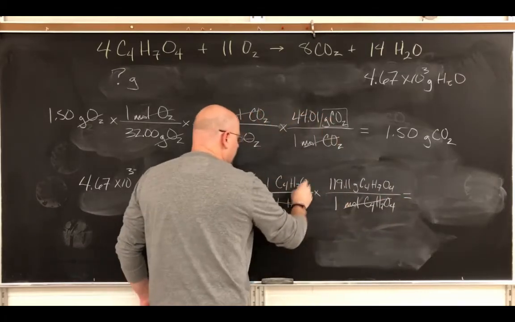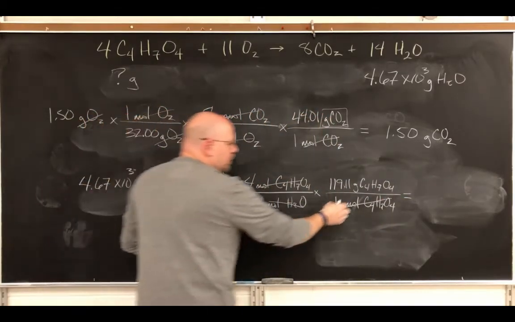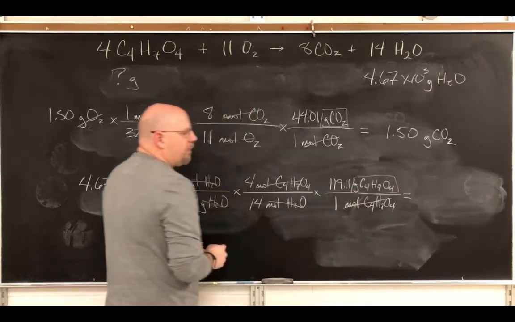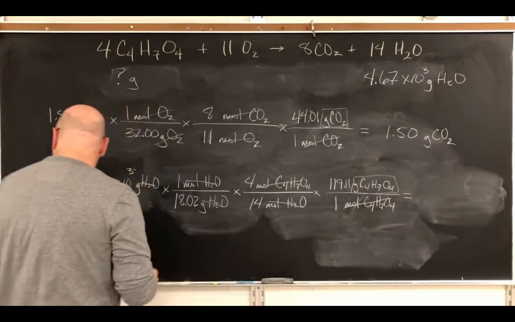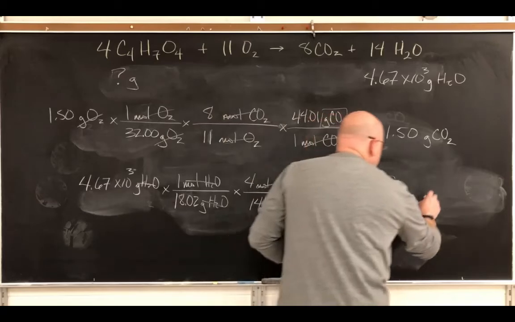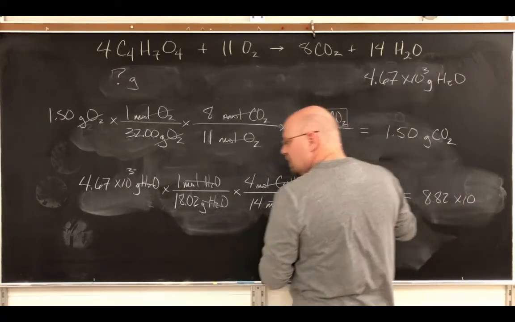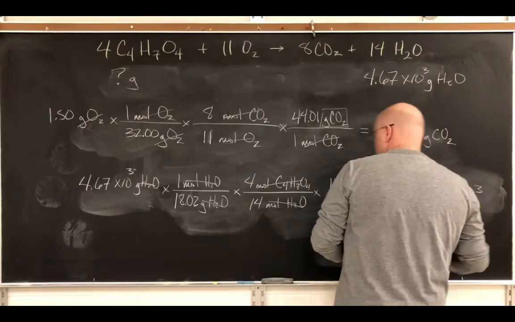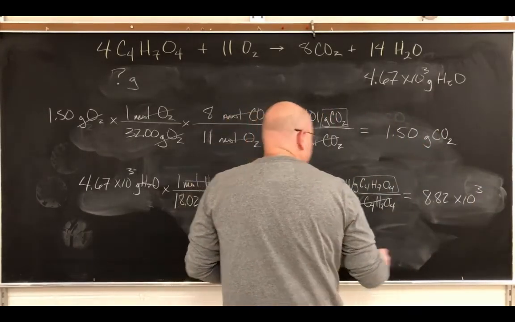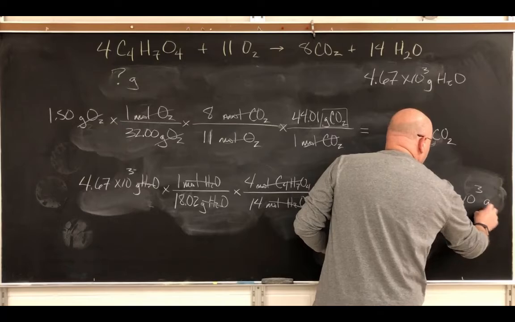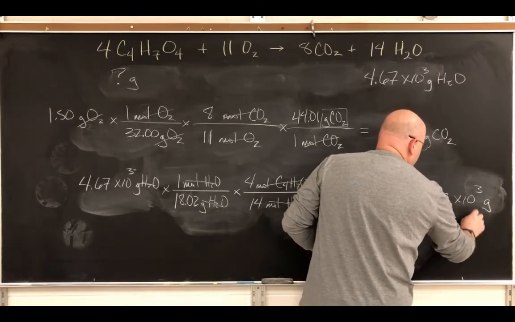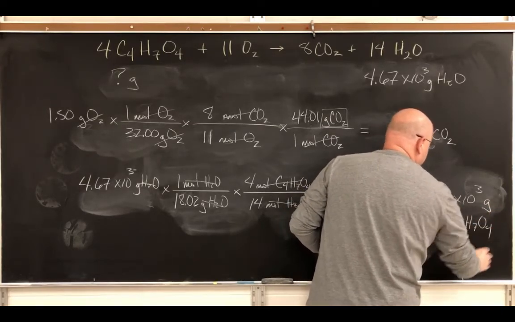That allows us to cancel our moles. The final unit that we're left with is grams of that compound. And when we calculate it out, we get 8.82 times 10 to the third grams of C4H7O4.